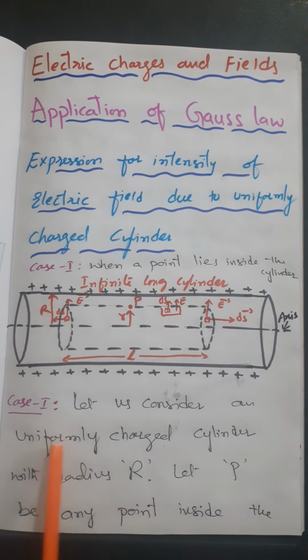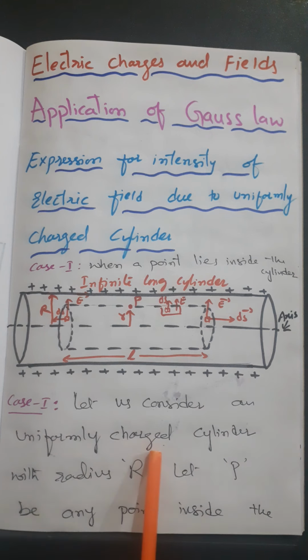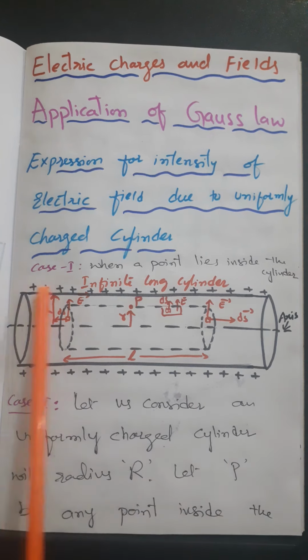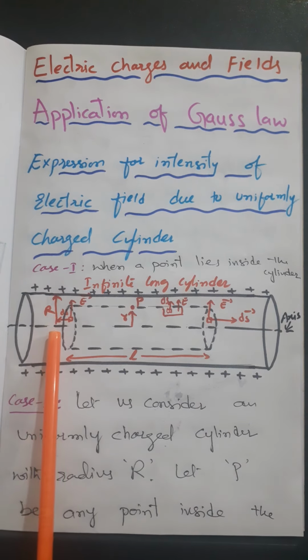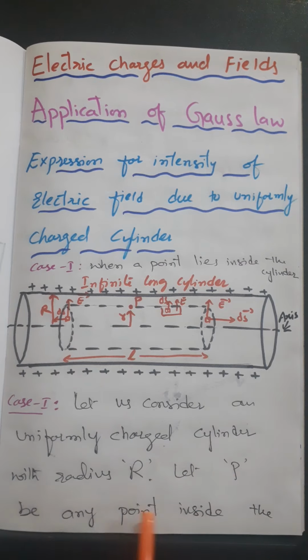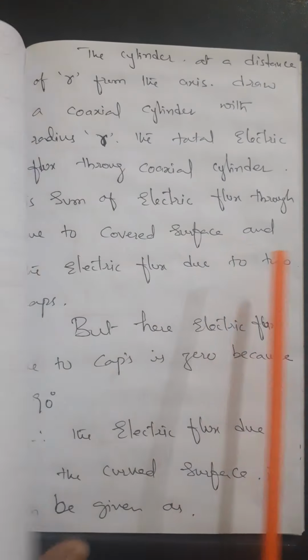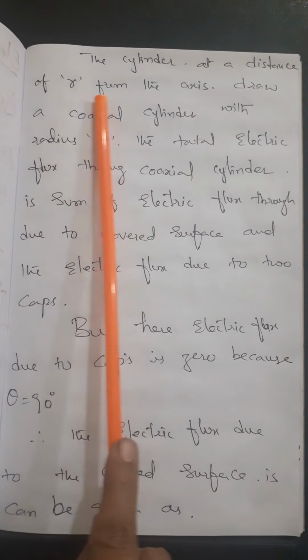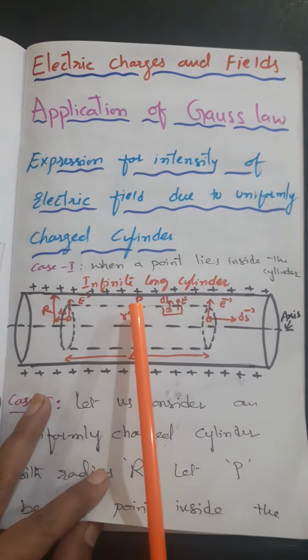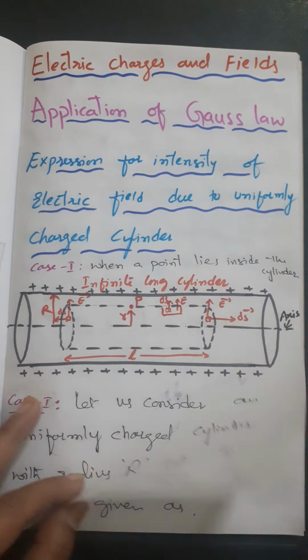So for that purpose I have written a few points about this. Let us consider a uniformly charged cylinder with radius capital R. Let P be any point inside the cylinder, at a distance of r from the axis. This point P is at a distance of r from the main axis.